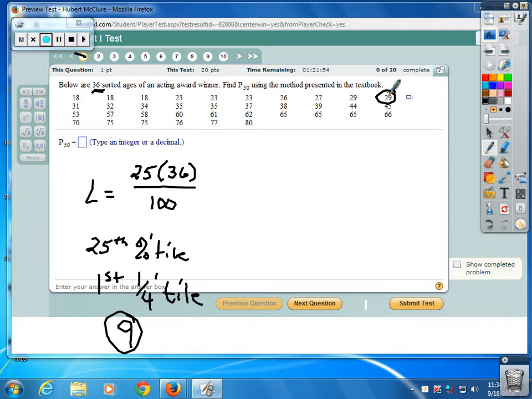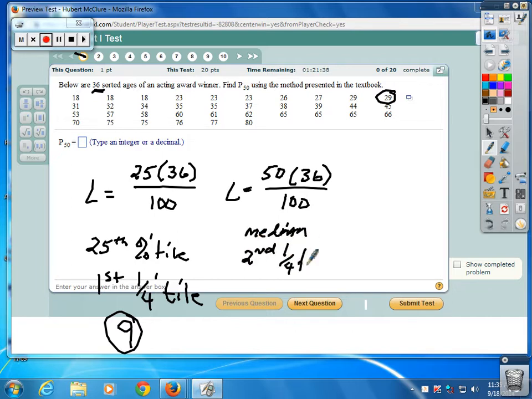50th percentile. 50 times 36 over 100. And this is your median. This is your second quartile. And this is your 50th percentile.